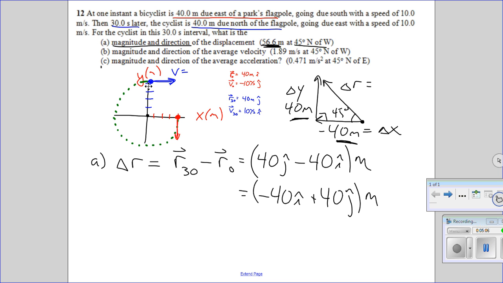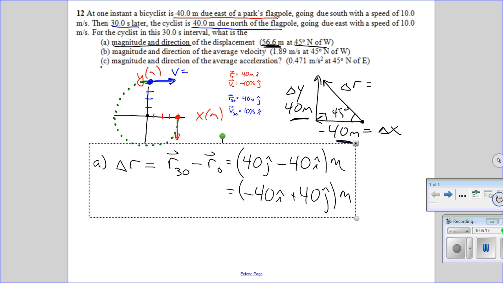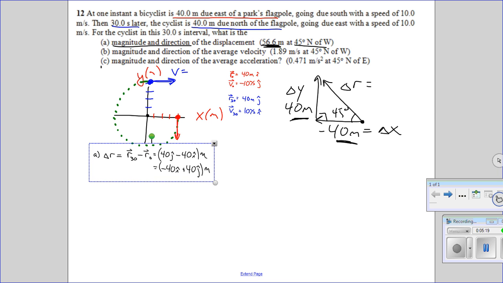Now, for part B, let's clear up the board a little bit here. Well, no, I guess I want to keep this. I want to keep all this stuff. So, yeah, let me shrink this stuff down. Okay, so for part B, it says find the magnitude and the direction of the average velocity.